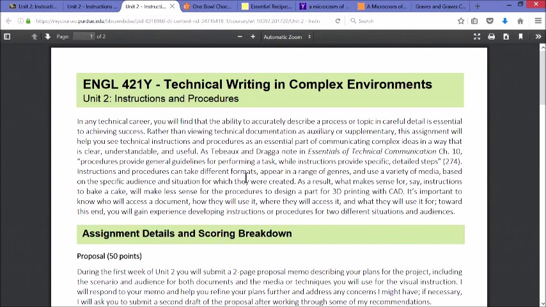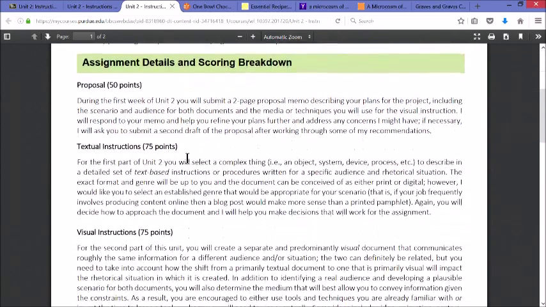But first, I want to talk a little bit about choosing the scenario for this project. As I said, you'll be choosing an actual situation in which your instructions could really be used. This is called the scenario. The scenario provides a realistic, rhetorical situation for your writing, including a real setting in which your document could actually be written, an audience that would need or want to use your document, and a specific purpose for which they would use it.